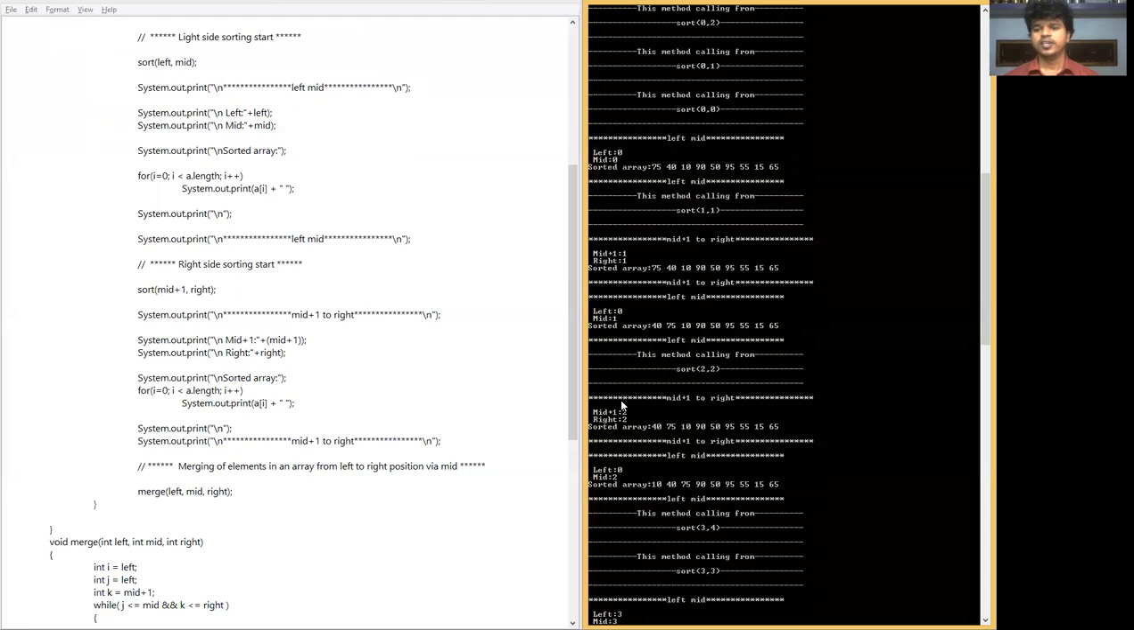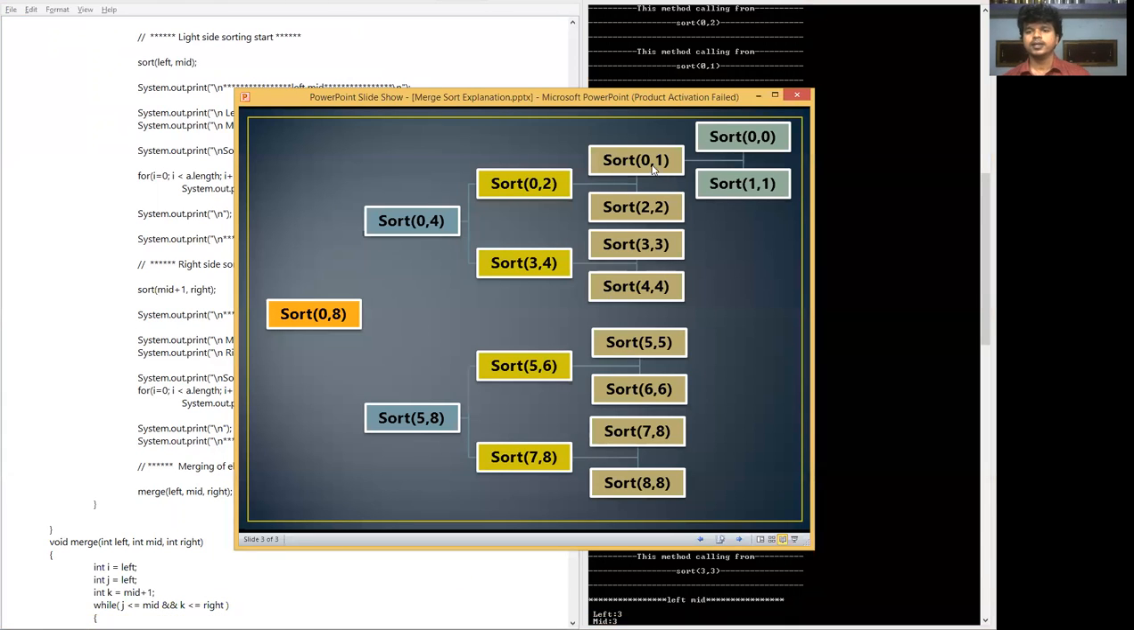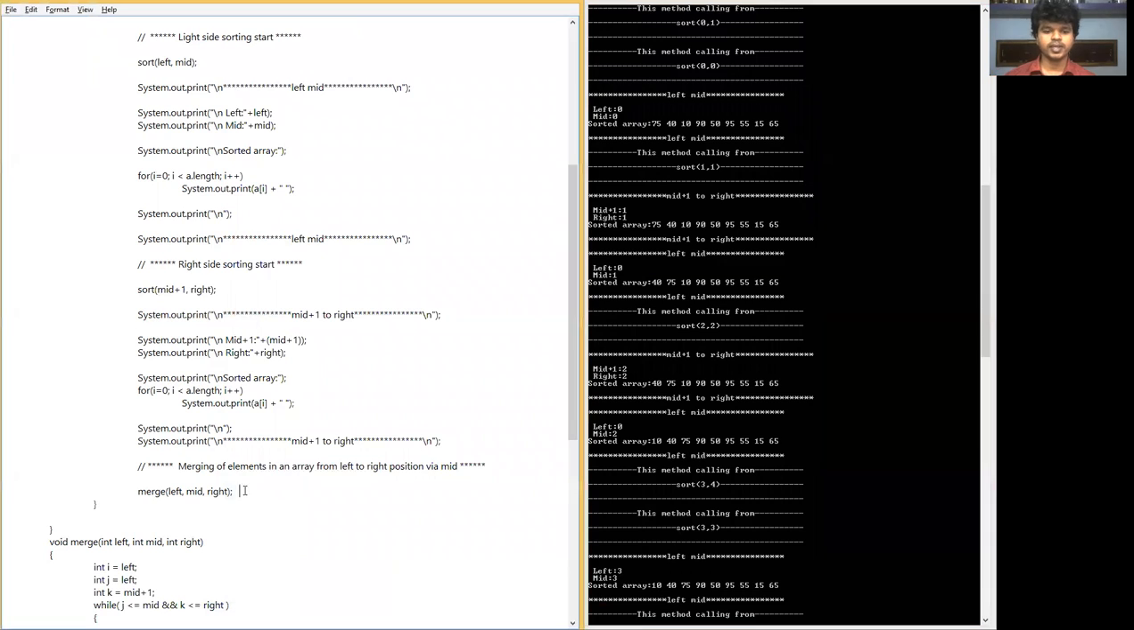Because individually, for sort 0, 0 and sort 1, 1, we could not apply any kind of sorting technique. After visiting the root method, there was a 0th element and first element existing. So we need to apply the sorting technique on this. So this sorting technique is going to call merge left, mid, right.